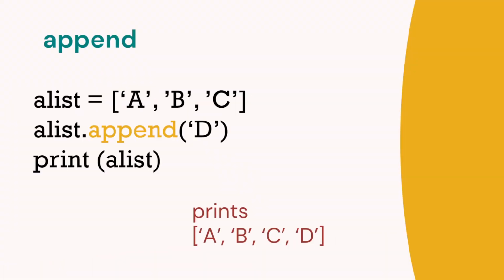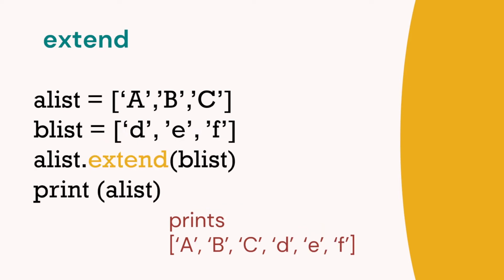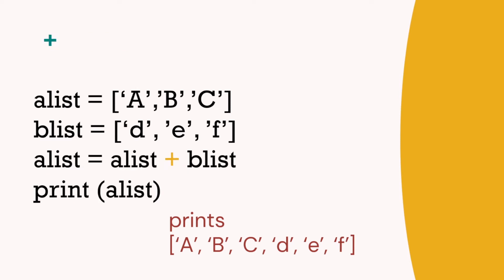Here we're using append. So we have list, uppercase ABC, append adds on a single value at the end of the list, in this case D. Extend does the same, but rather than for one element, we can add more than one. So in this example, we've got two lists. We're going to add the B list at the end of A list. So we've got ABC and then we've got DEF.